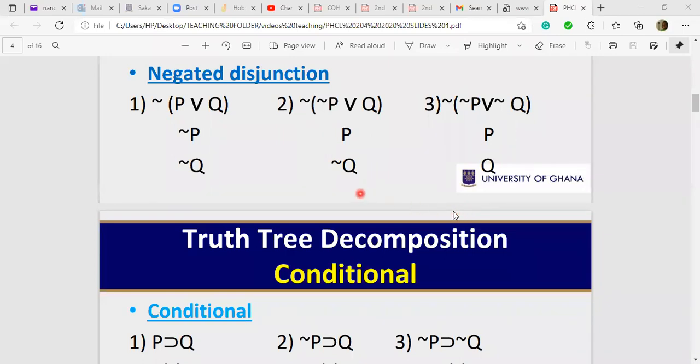Yes, madam, please. A negated disjunction. Yeah, where the disjuncts are all negative. Excellent. Negated. I'm even surprised because I didn't expect that you guys would get it this quick.